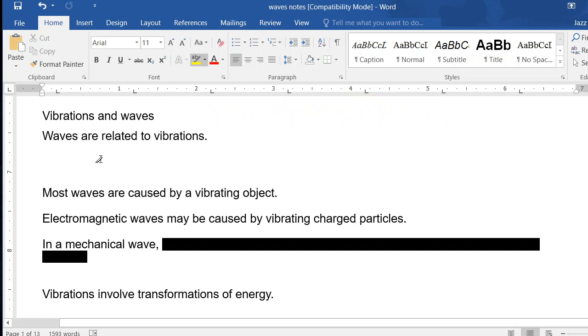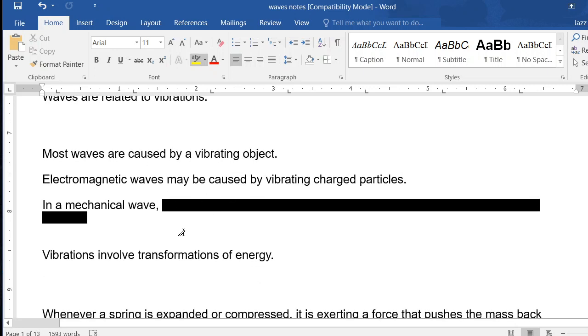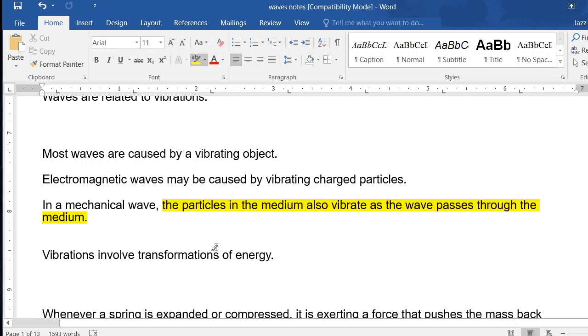Waves are related to vibrations, and most waves are caused by a vibrating object. Electromagnetic waves can be caused by charged particles that are vibrating as well. In a mechanical wave, though, the particles in the medium also vibrate as the wave passes through the medium. So, for example, if you've ever been in the ocean, when the wave goes through you, you bob up and down. That's the vibration of the water moving up and down one way, and the energy traveling through you.